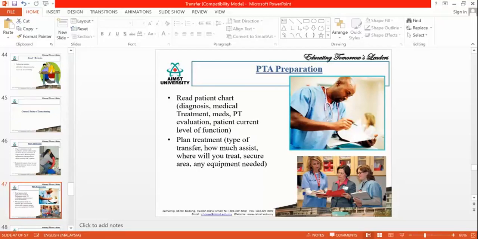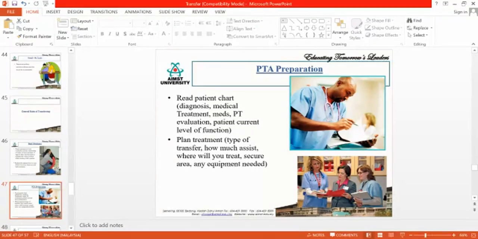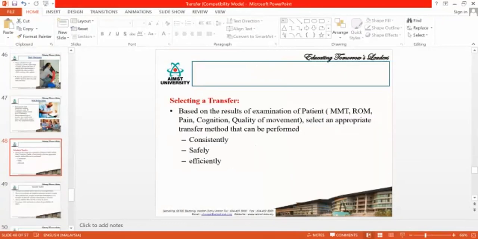Okay, so read the case sheet, understand about the medications, understand the level of function, and whether on that particular day the patient is alert. All those things you have to check properly. Then only you have to transfer the patient.